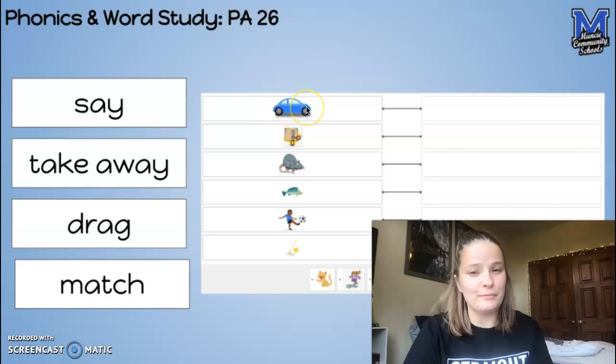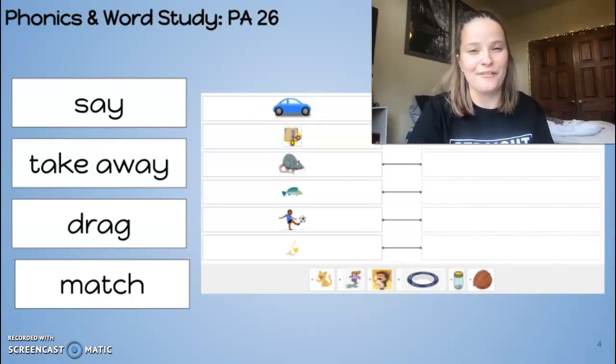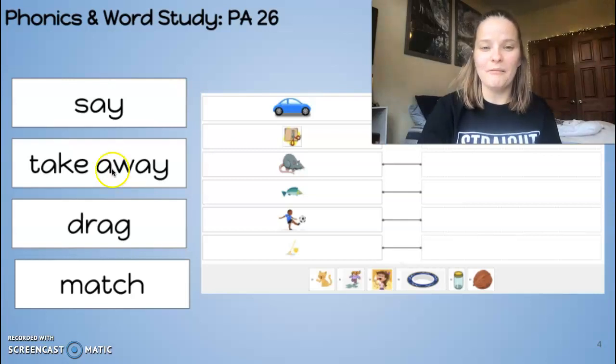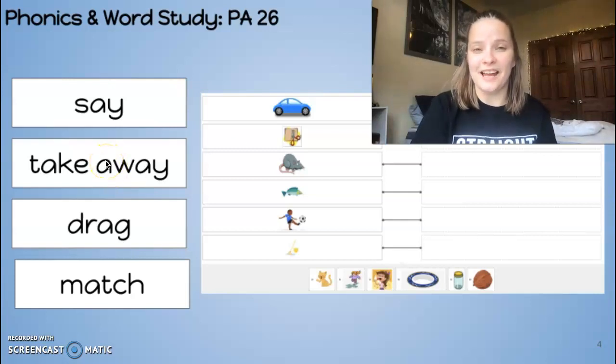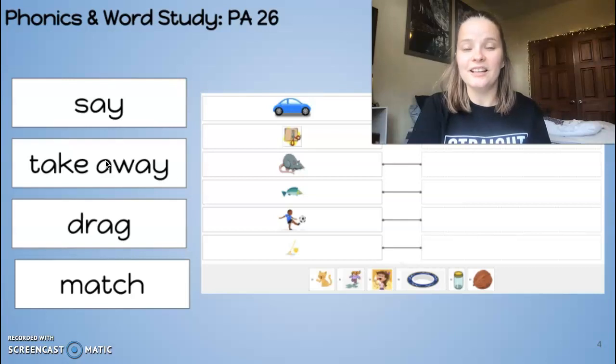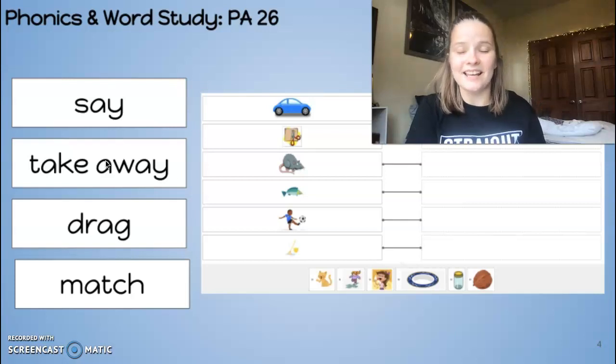So right here we have a picture of a car. And I'm actually going to move this up so you can see all of our answer choices. I'm going to take away the first sound of that word. In car, take away the k sound, and I'm left with R.